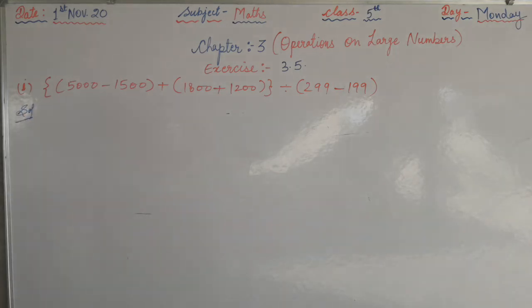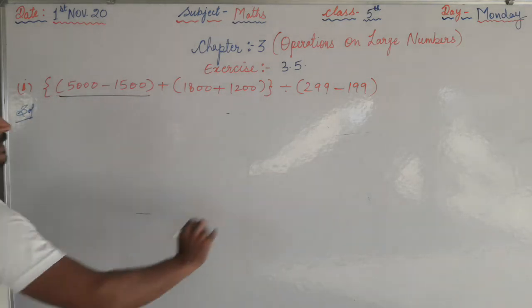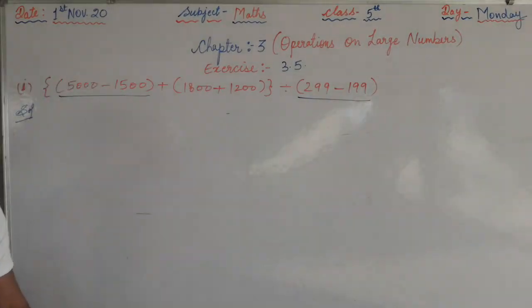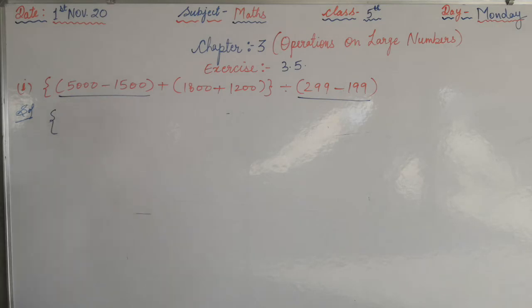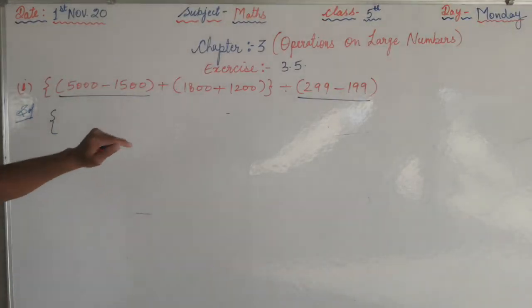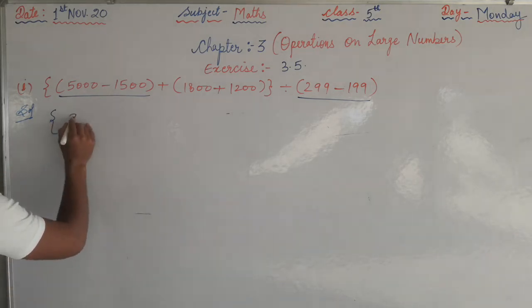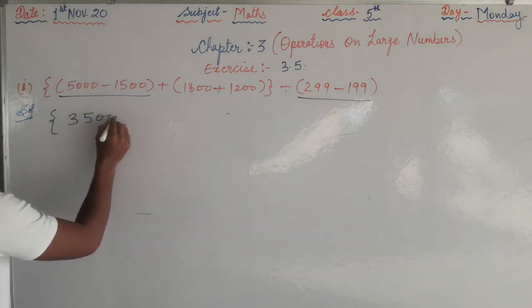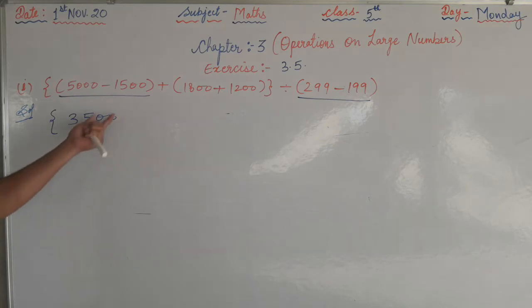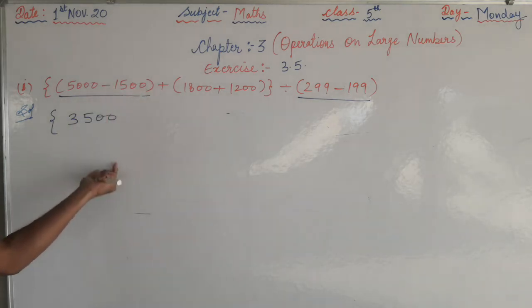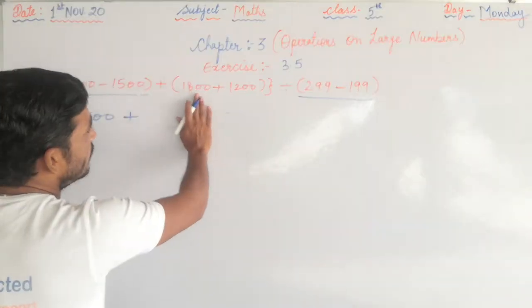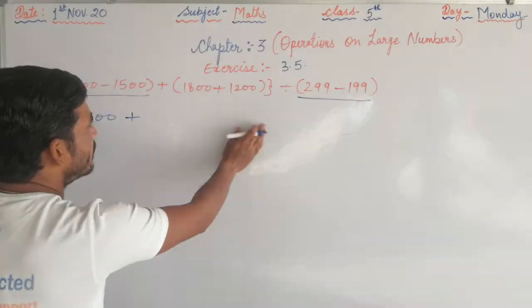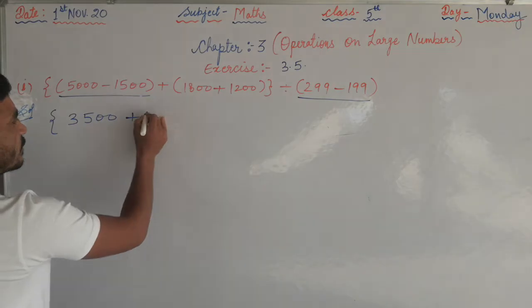First, the same thing: you have to solve the small bracket, the operations in the small bracket. Now see, you have to subtract 1500 from 5000. What's the result? Here it is 3500. Okay, 3500 plus 500 is 4000, and 4000 plus 100 is 5000. Now plus 1800, 1800 plus 1200. What's the result? Here it is 3000.